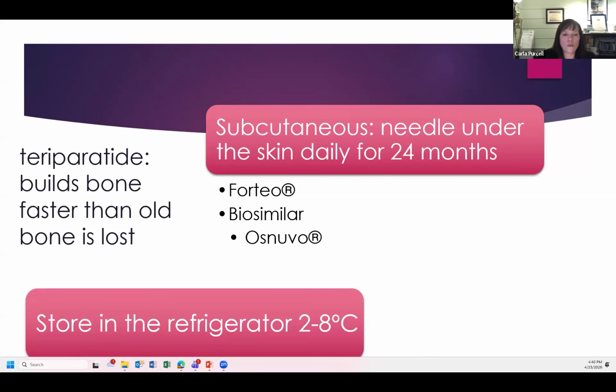So the two main brands are Forteo, and there's a Teva teriparatide that I didn't write on here. Those are the two first brands, and then there's a biosimilar called Osnuvo, which, similar to the denosumab that we talked about, is not exactly the same as the original medication, but it's close enough that it has the same clinical actions. So they're very safe and can be given one instead of the other one.